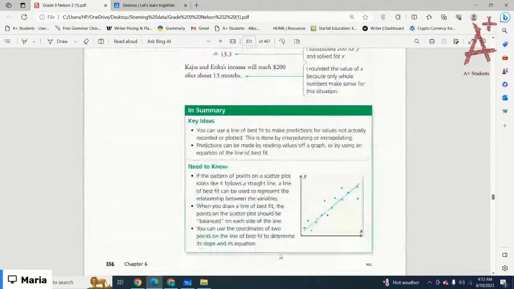You can use a line of best fit to make predictions for values not actually recorded or plotted. This is done by interpolating and extrapolating. Predictions can be made by reading values off a graph or by using an equation of the line of best fit.